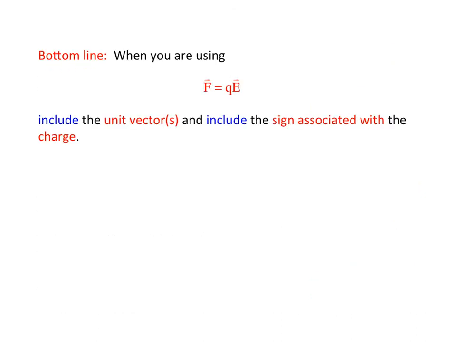Bottom line, when using this relationship, you want to include the unit vectors for direction, and you want to include the sign that is associated with the charge. And that's the truth.